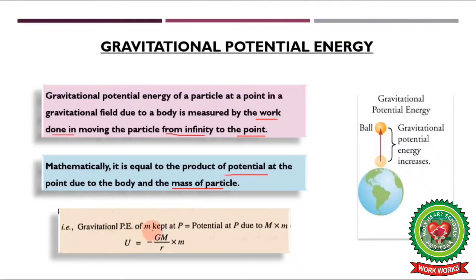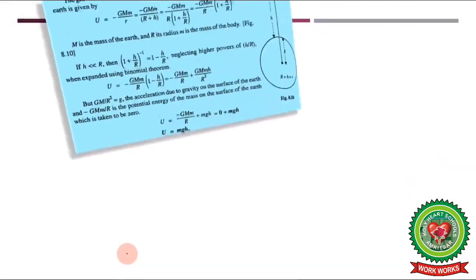So the gravitational potential energy of m kept at P is equal to the potential at P due to capital M multiplied by the mass of that particle. The potential at P is equal to minus GM upon r, which we just derived. Multiply it with the mass of the other particle, and then it will give you the gravitational potential energy. So this is the slight difference between gravitational potential and gravitational potential energy.